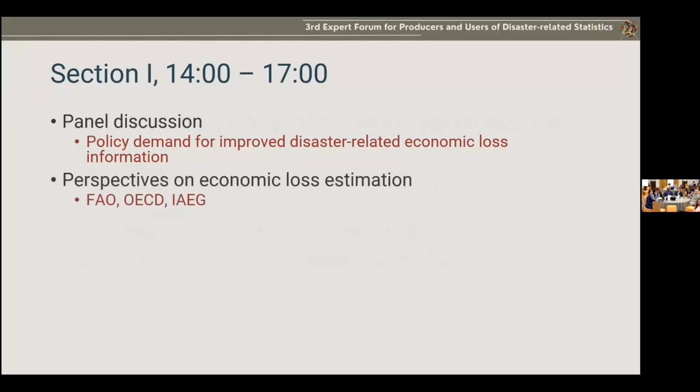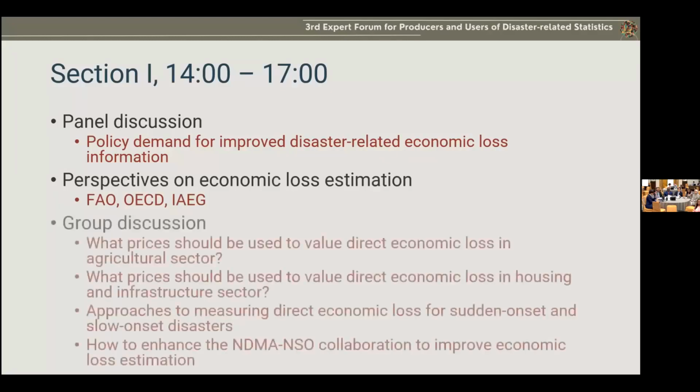Then we heard from several perspectives on how different agencies and organizations globally have dealt with economic loss estimation. So we heard from FAO, OECD, and the study that was conducted under the umbrella of the interagency expert group for disaster-related statistics. And the bulk of the time in the afternoon was the breakout group technical discussions, and the group focused on 4 main questions.